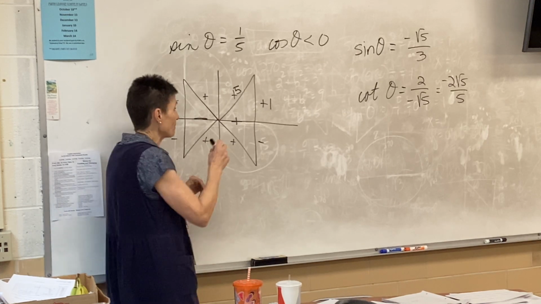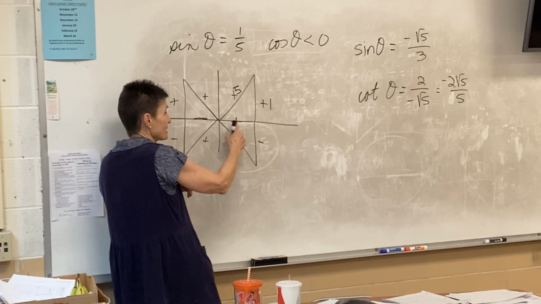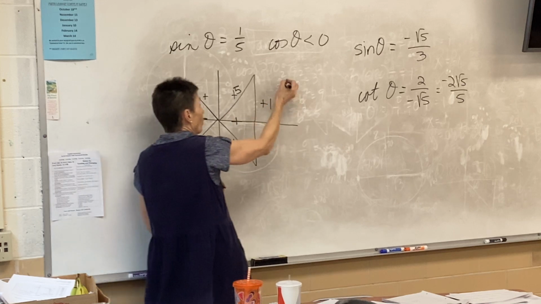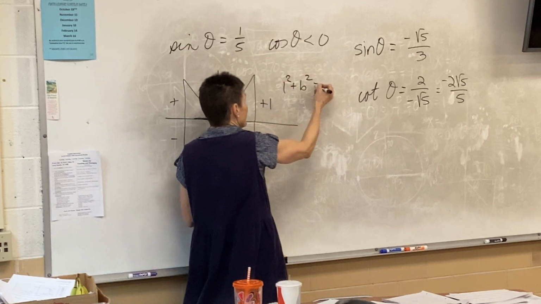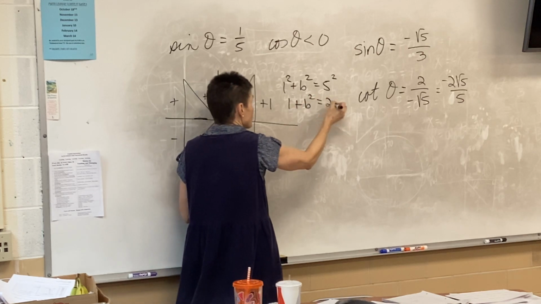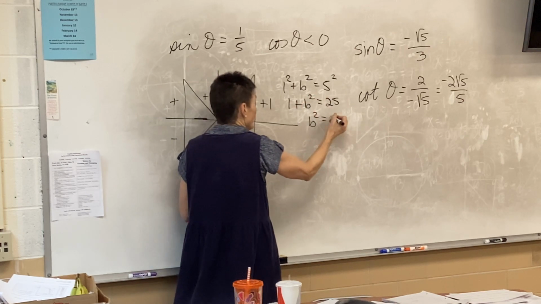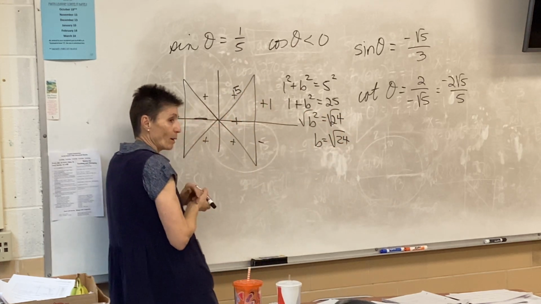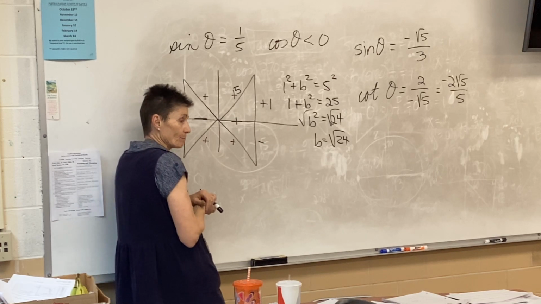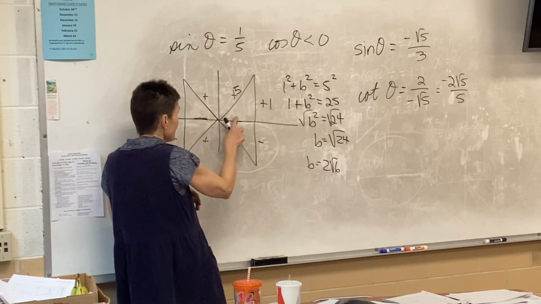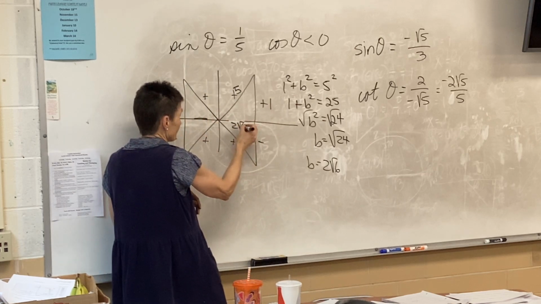Now you can do the Pythagorean theorem to find this side right here. You have a 1 and a 5. So 1 squared plus b squared is 5 squared. So 1 plus b squared is 25. B squared is 24. And the square root of 24 actually breaks down into 2 root 6. So right here would be 2 root 6.